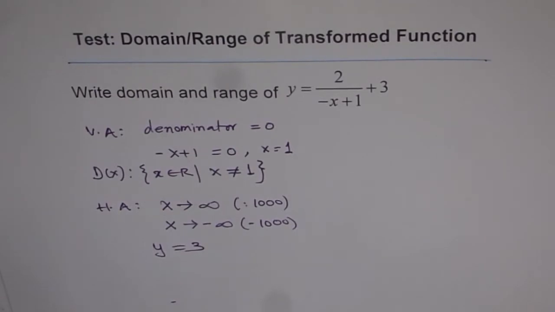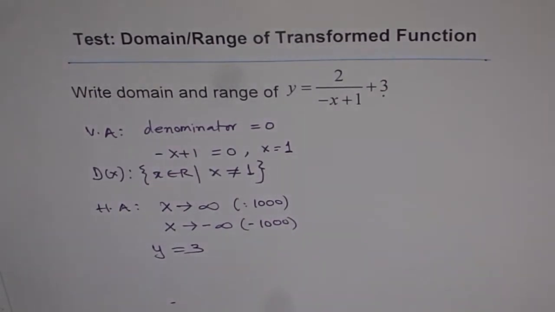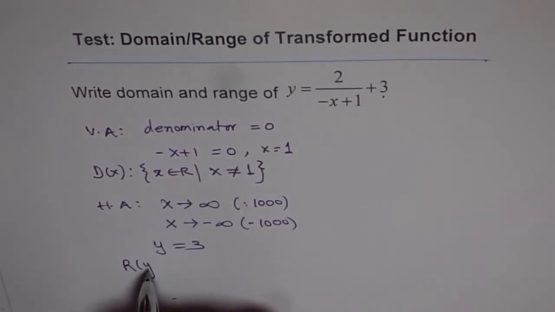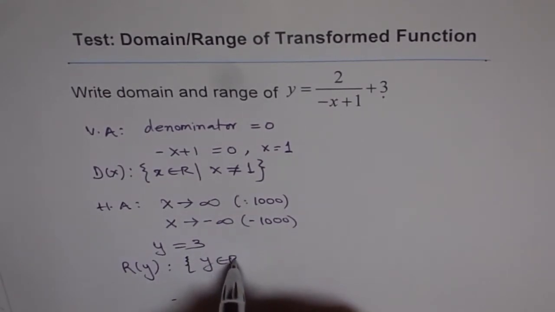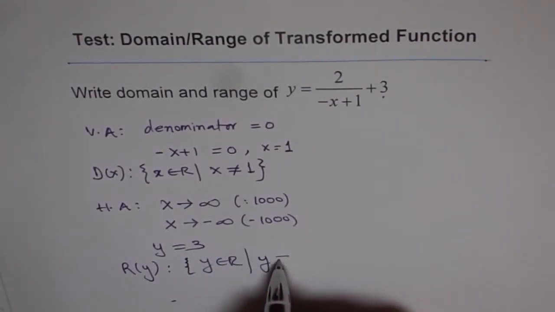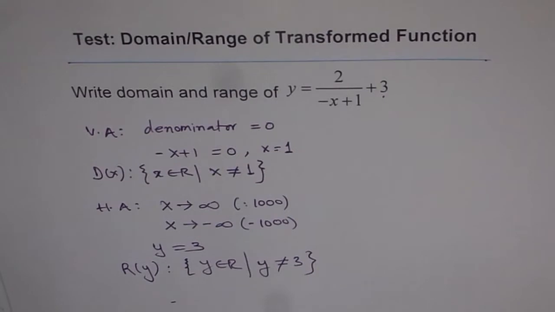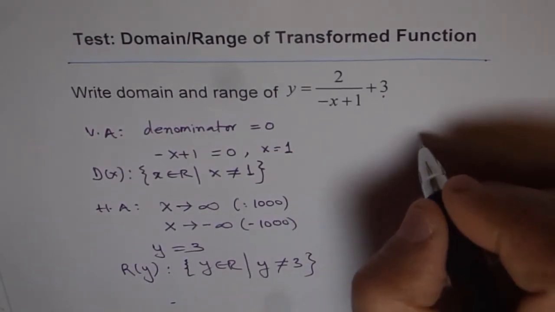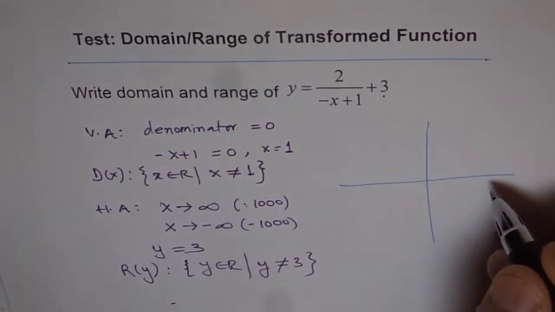And since we know horizontal asymptote is y equals 3, now we know our range. We say range is y belongs to real numbers, but y is not equal to 3, as the function is trying to reach there. That is how it is. I hope you now appreciate the beauty of this, right? But if you want to sketch, you can do that also, right?